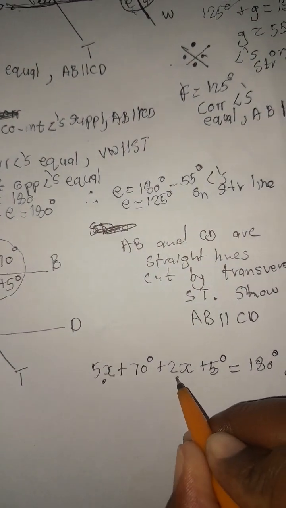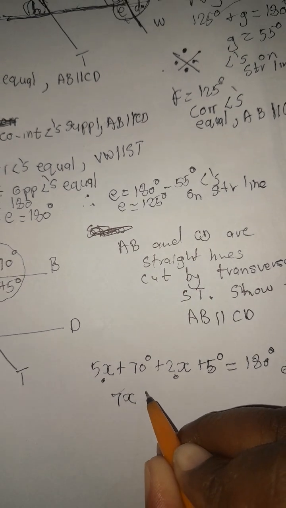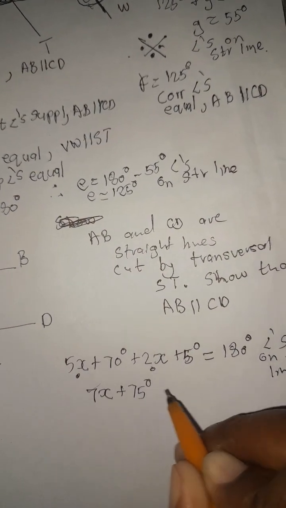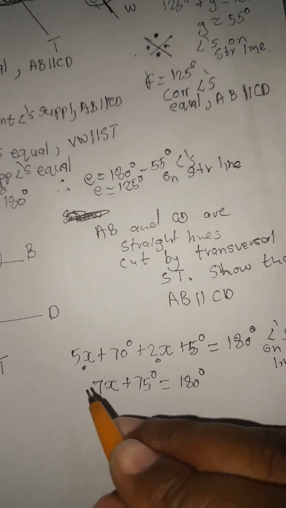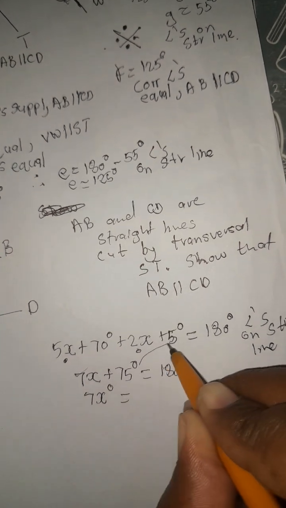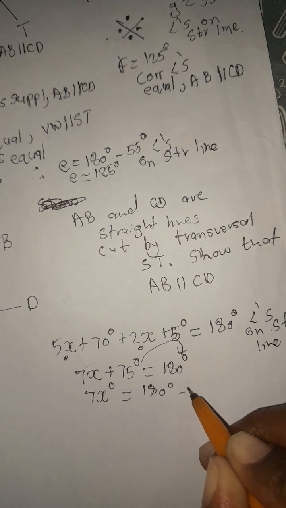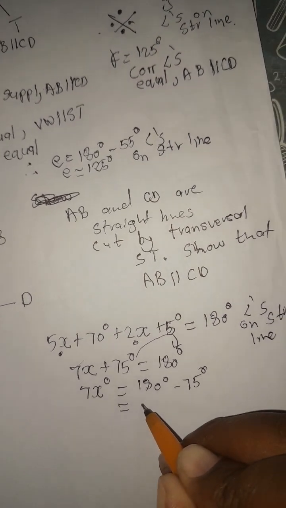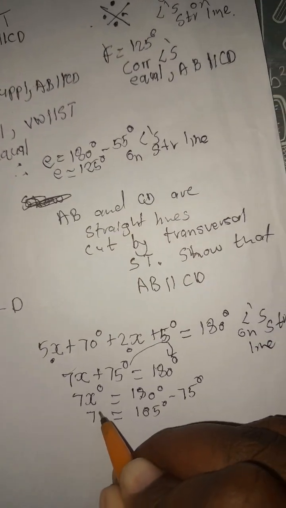Remember I told you in geometry you can't just come up with something without reason, right? So the like terms, 5x plus 2x, that will be 7x. 70 plus 5, that will be 75 degrees, which equals 180. So from here, I need to make 7x the subject. The best way is to transpose, take 75 to the other side. 180 minus 75, what is that? That will be 105. So we have 7x equals 105.